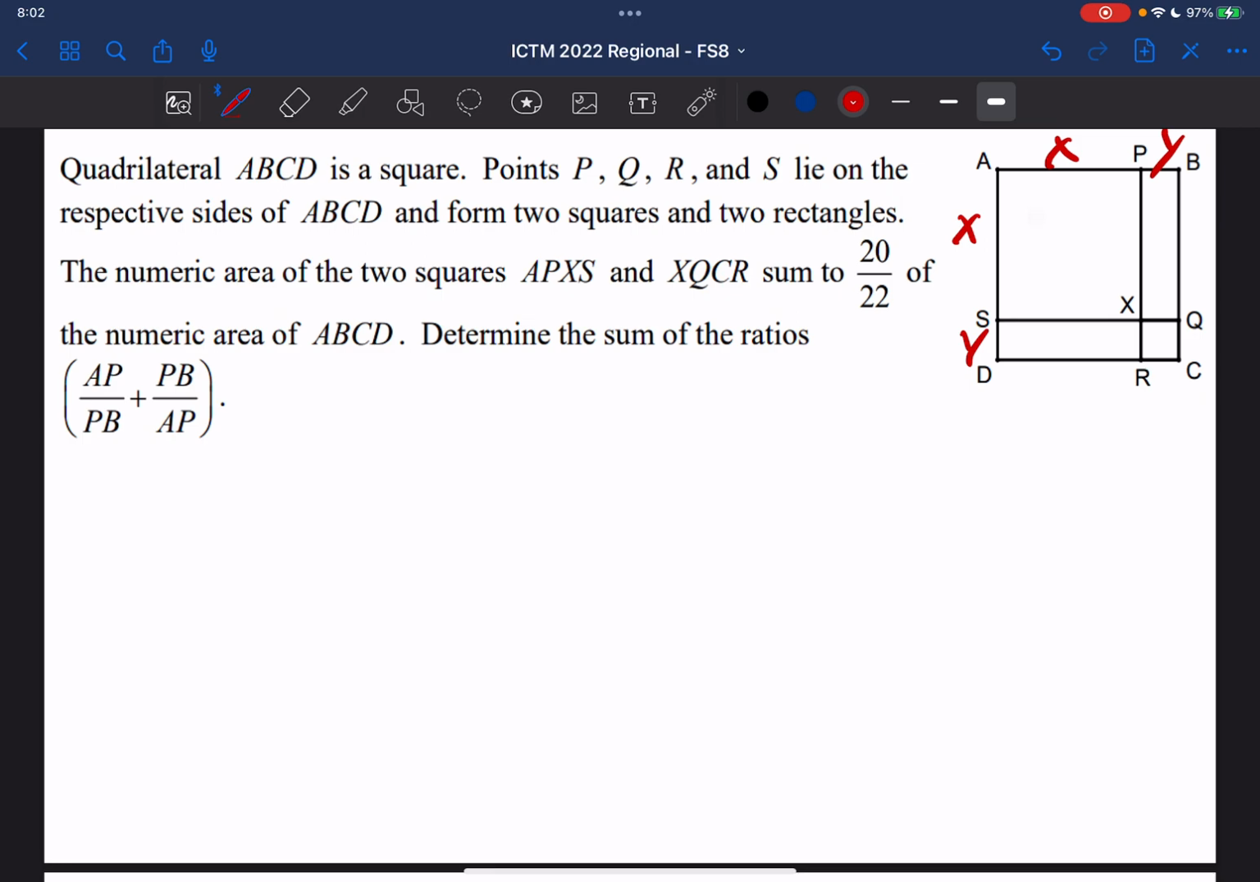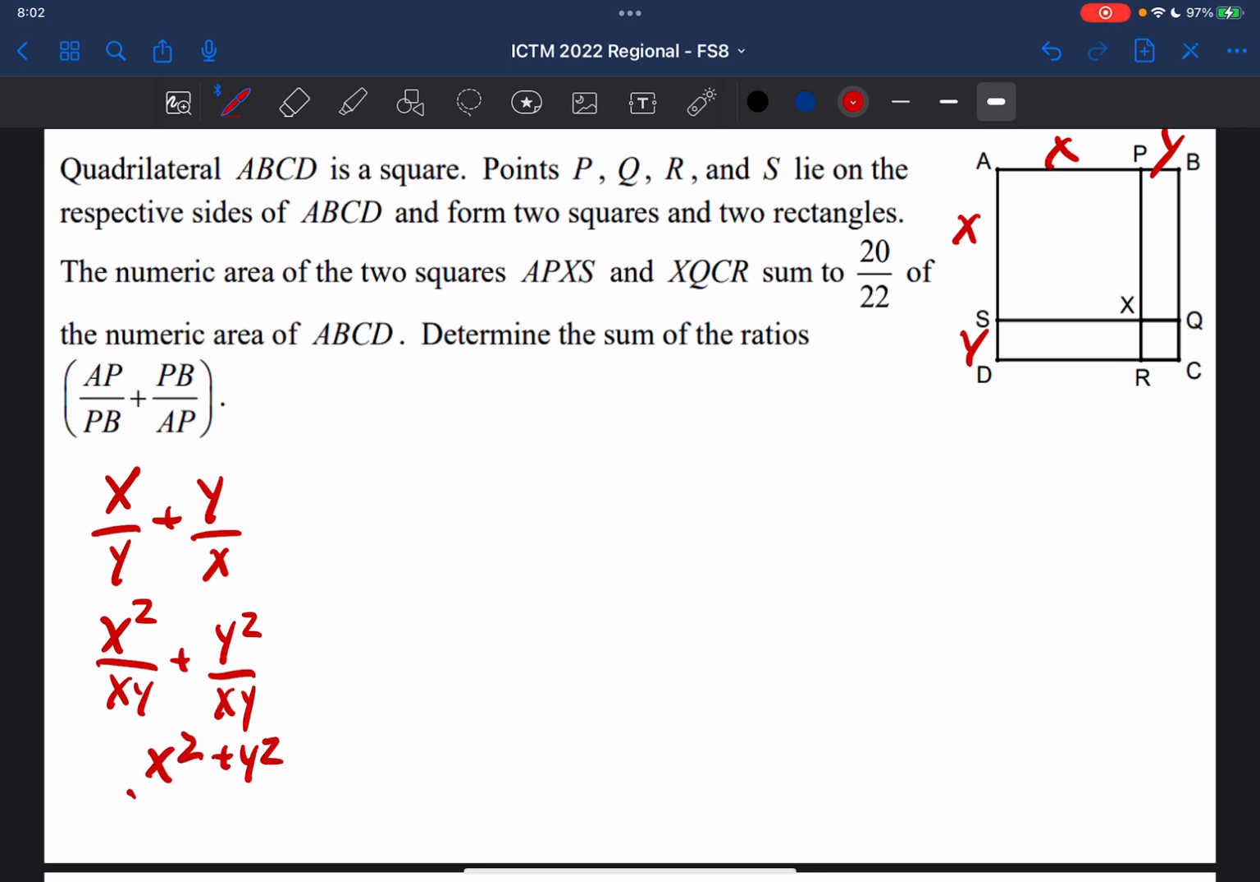So I'm going to work over here. We have X over Y plus Y over X. So what I want is a common denominator. So I have X squared over XY plus Y squared over XY. And we get X squared plus Y squared over XY. So we're going to leave that right there for the moment, and we're going to look at this piece of information right here.